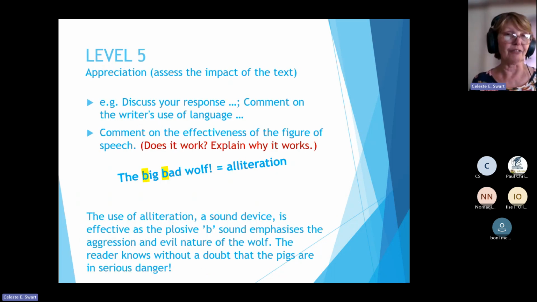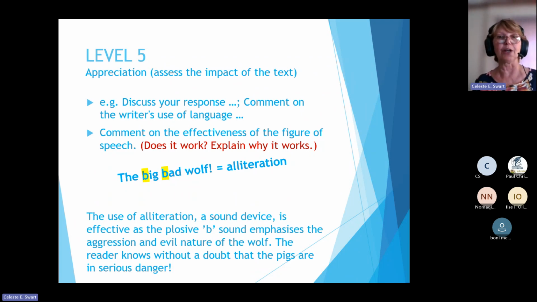Then your level 5, that's appreciation. You assess the impact of the text. Now, this one is quite interesting. It could be things, discuss your response, comment on the writer's use of language. Lovely one. Critically comment on the effectiveness of, for instance, the figure of speech.